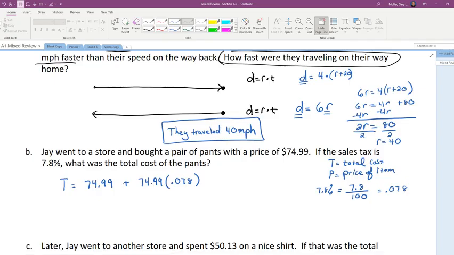So I'm going to grab my calculator, and it looks like all of my math is on one side and my variable's all by itself. So I'm going to do 74.99 times 0.078. And so that's going to give me $74.99 plus, I'm going to round to the right number of dollars and right number of cents, $5.85. So now I'm going to add those together. And I get that my total price is approximately, because I rounded, $80.84.